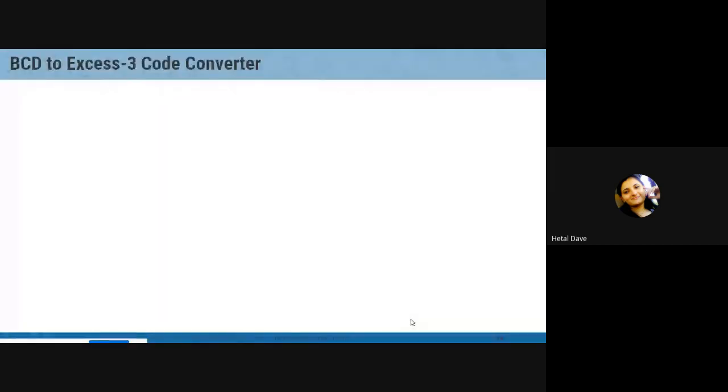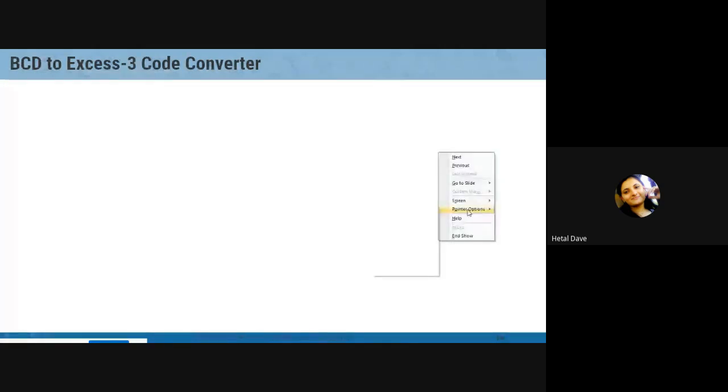Okay, so BCD to XS3, first of all, the definition: it's a code converter that can convert BCD input to XS3 output. The name suggests BCD itself is a 4-bit code. So inputs are 4. What about the output? That we need to decide. So how will we decide it?